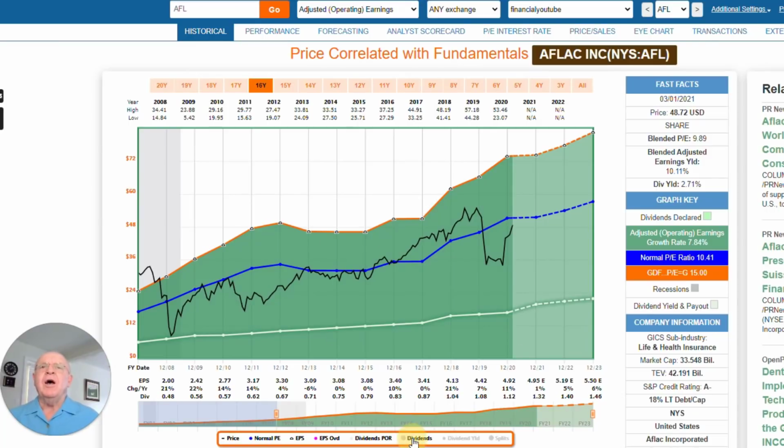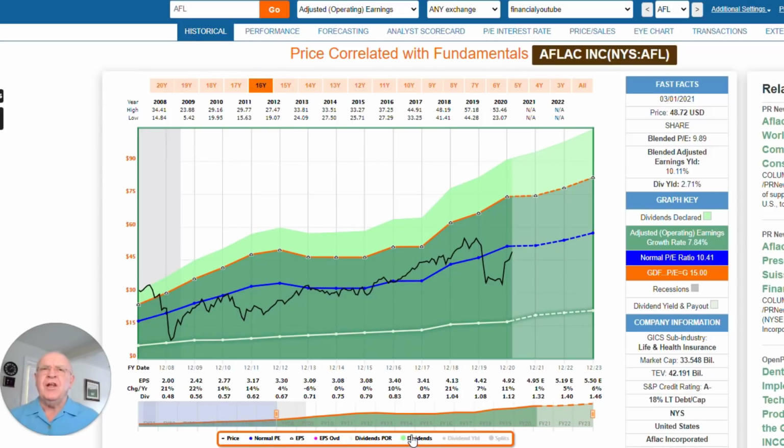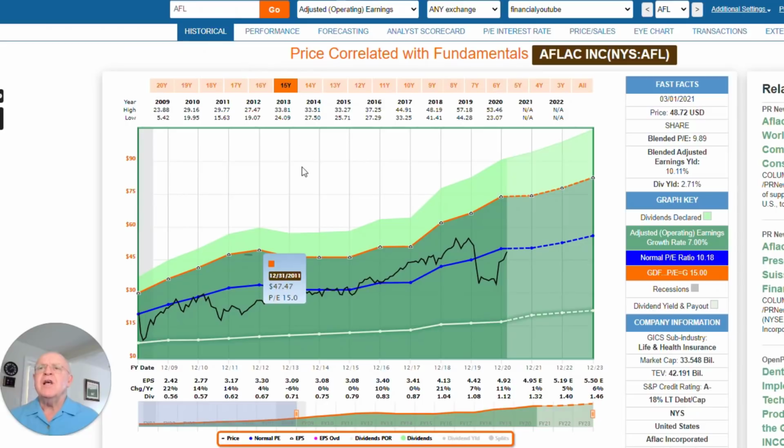So I'm going to also now put dividends on top because I want you to understand something else. Your capital appreciation is going to be a function of the price going from point A, and I've set it up here where the valuation was pretty close to fair value.